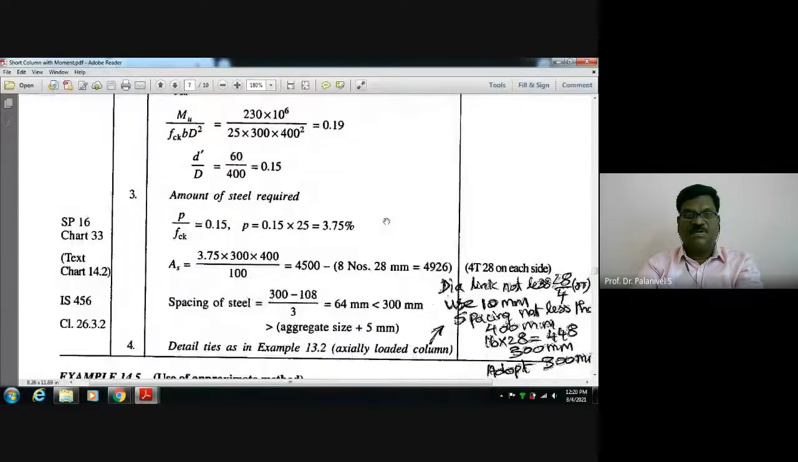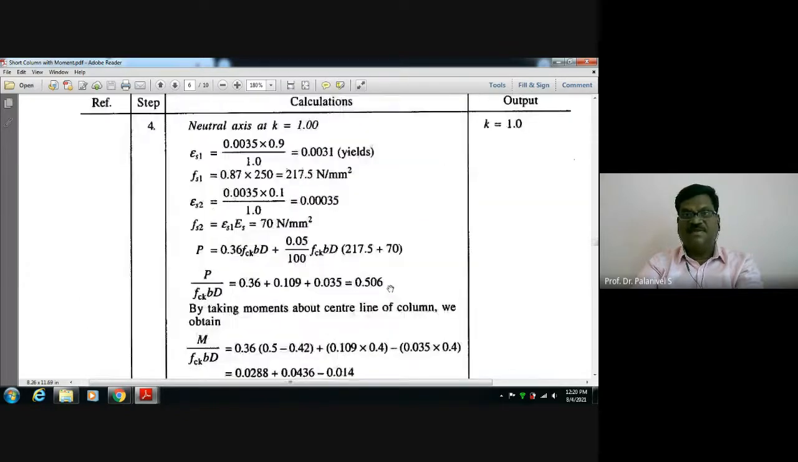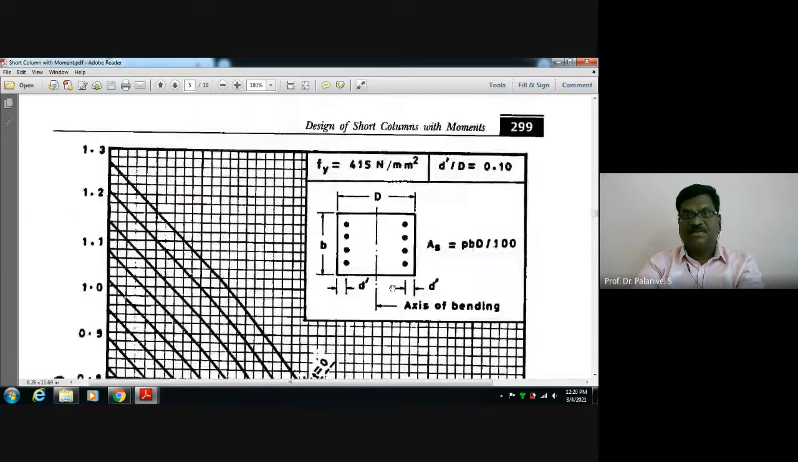Just now I told you, right? That's the spacing of steel. You have to check it. 300 minus 108. How? See here, in this column, only 60 cover to the main reinforcement. The reinforcement is provided symmetrically on both sides, not all around, both sides. Here it is 60 effective spacing.